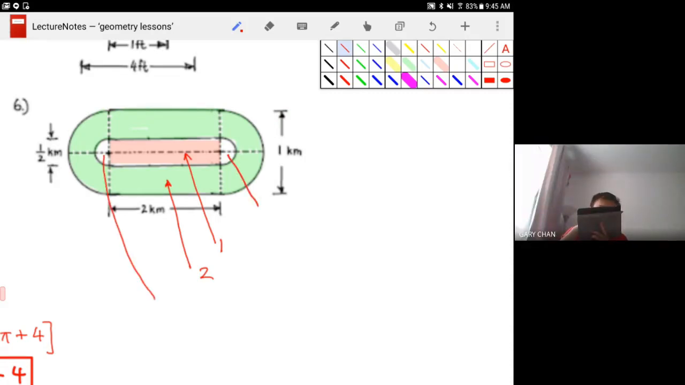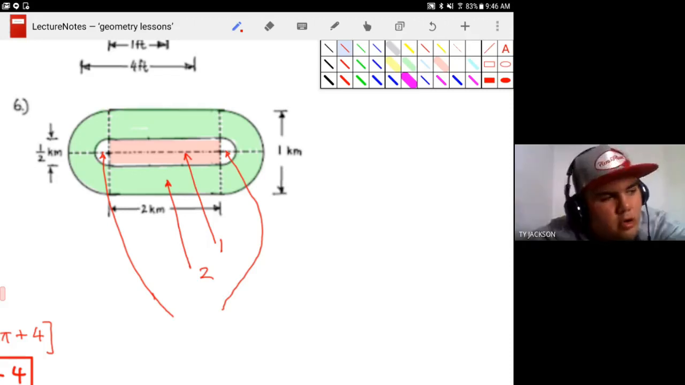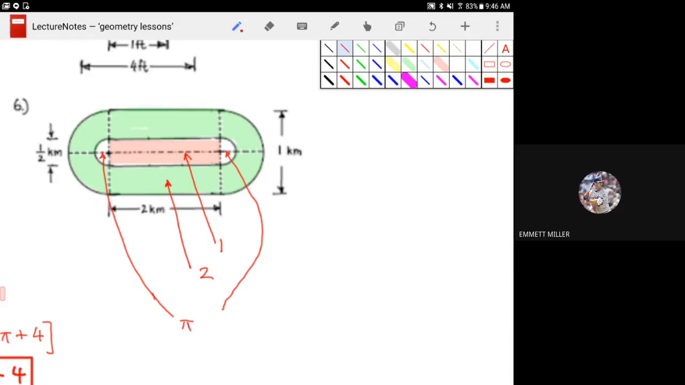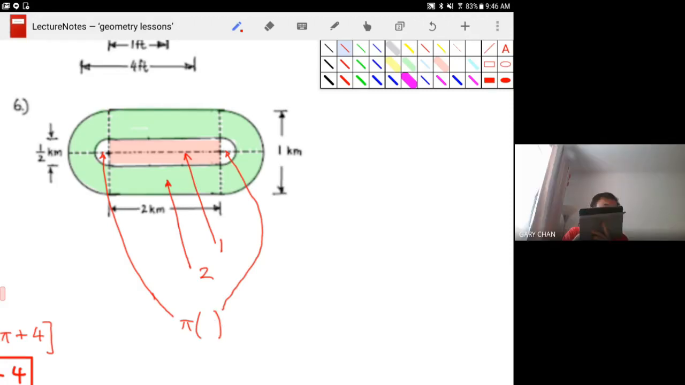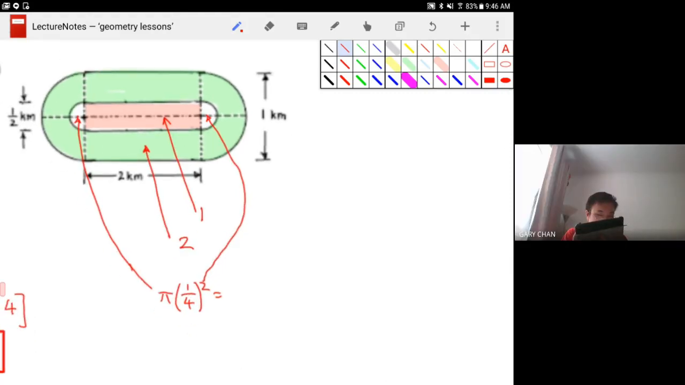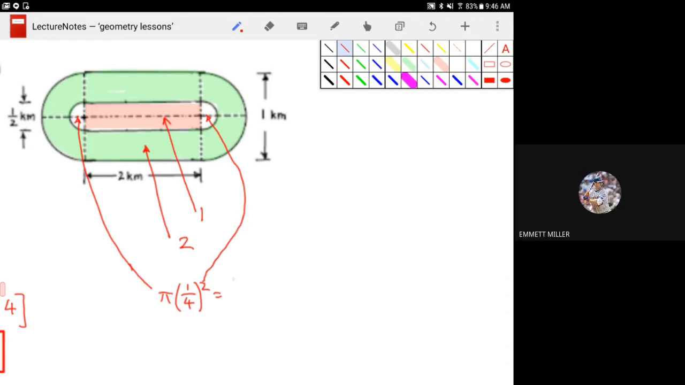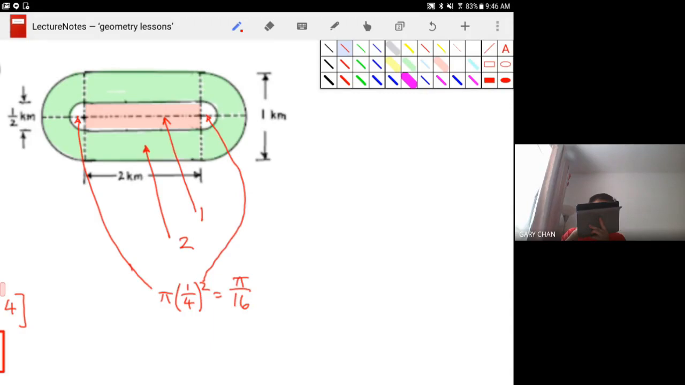Slightly trickier now. What's the area of those semicircles combined? It's pi times the radius squared. So what's half of 1/2? 1/4. 1/4 squared, what is that? It'd be 1/8. Sorry, it's not 1/8. Oh, 1/16. So it's pi over 16 in other words.